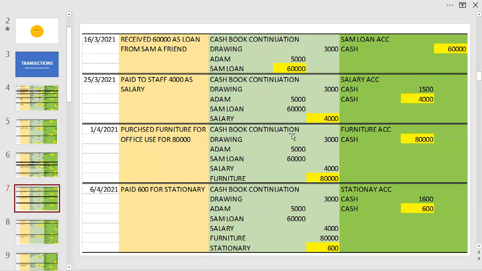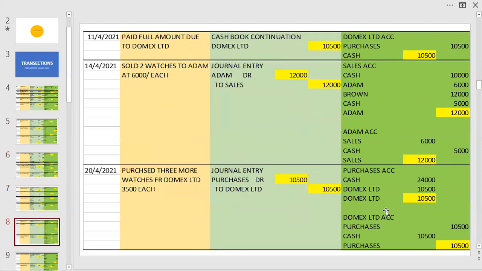Next one is purchase furniture for 80,000. Cash is going out, therefore cash account credit, furniture account debit. Paid 600 for stationery, so cash account is credit 600, stationery account debit 600. Next one is paid full amount due to Domex Limited. No amount is mentioned, so you'll have to refer to that particular account which shows 10,500. Therefore, cash credit 10,500, Domex Limited debit 10,500.